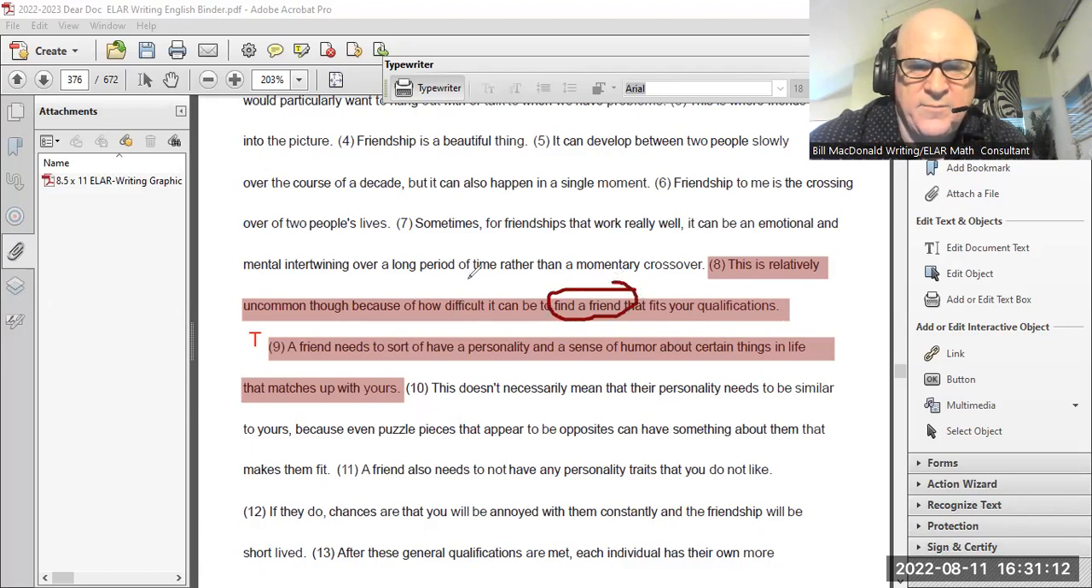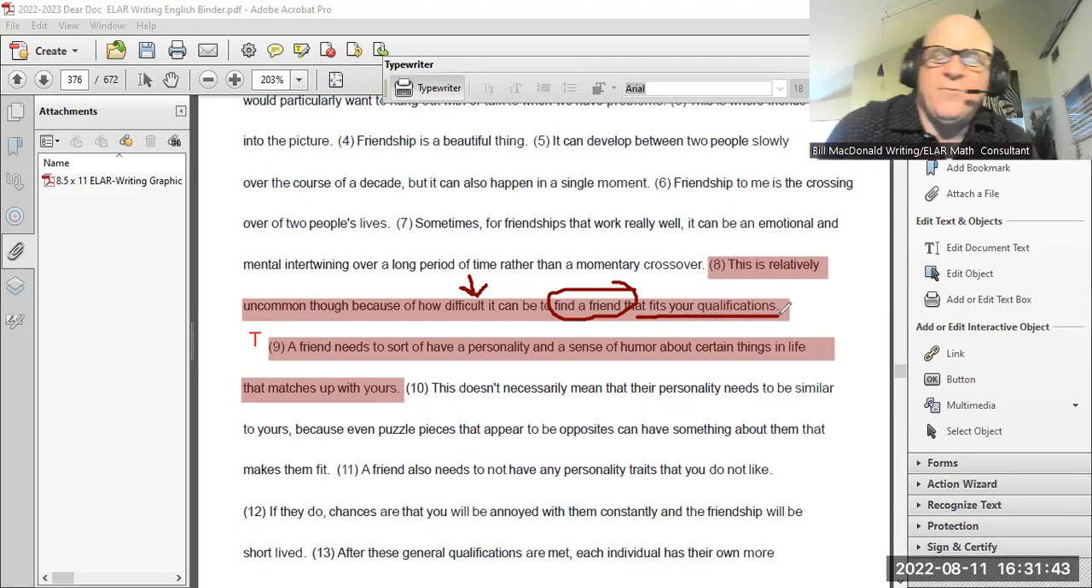Why is it difficult? Is not a positive thing. A difficult is a negative thing. So they could draw an arrow in the notes, they could write the word negative. Fits your qualifications. What you're trying to do is the subject is trying to find a friend that specifically fits your qualifications. Well, what does that mean? Well, whatever you're looking for in a friend. So let's see how they transition.